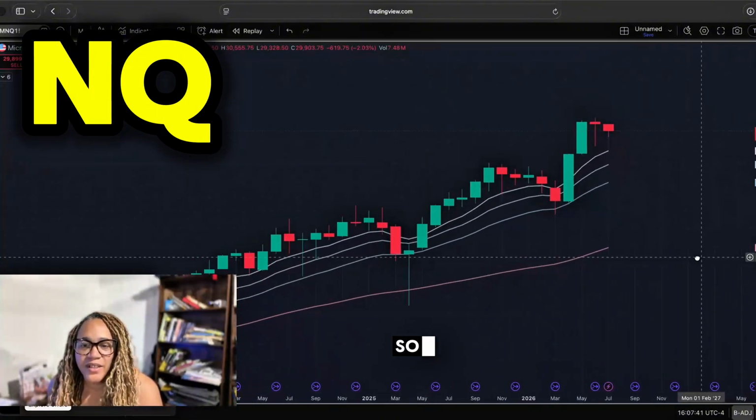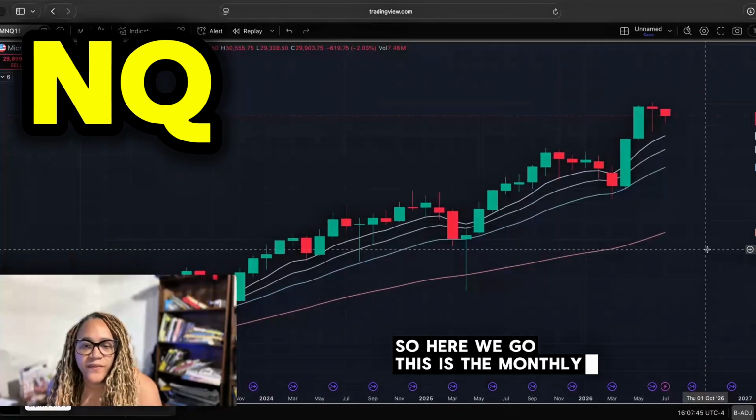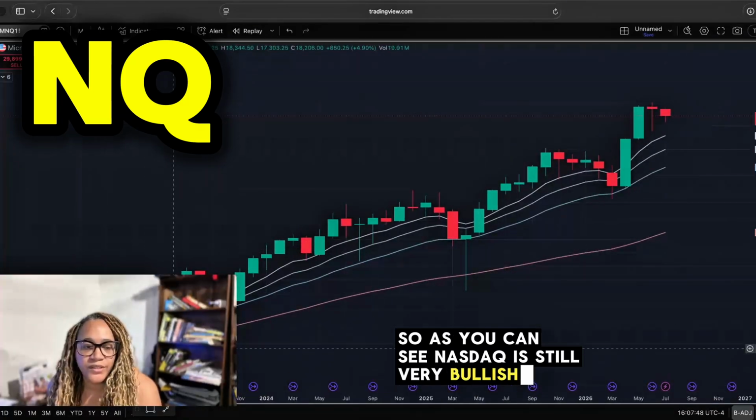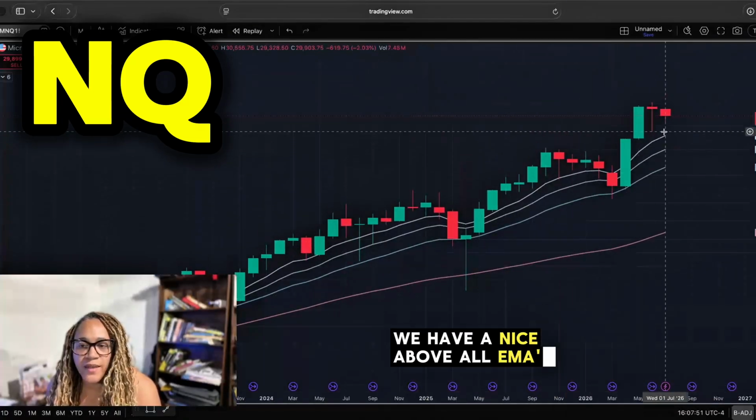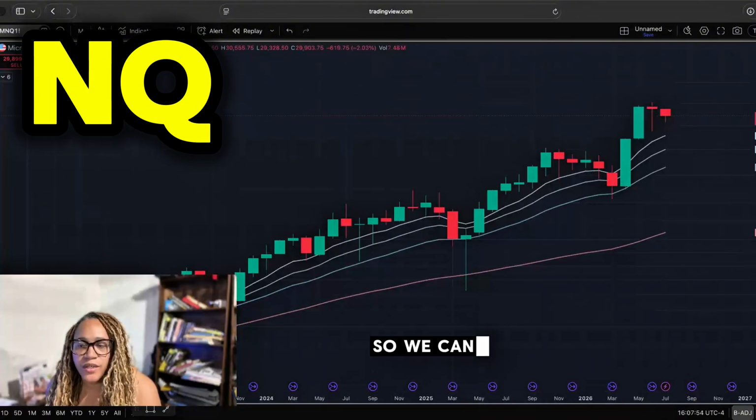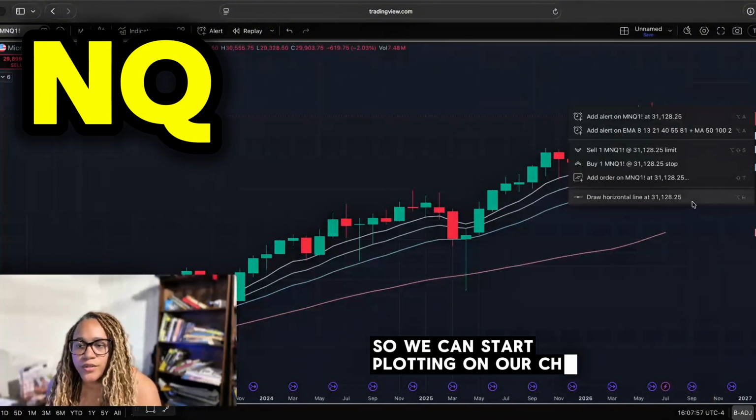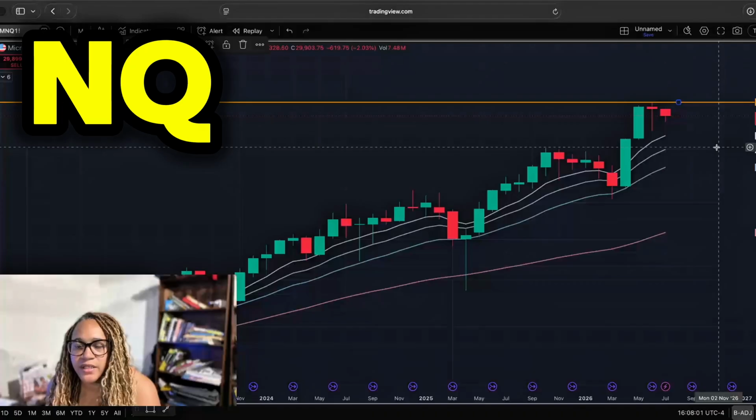All right, everybody, so here we go. This is the monthly. As you can see, NASDAQ is still very bullish. We have a nice position above all EMAs on the monthly chart, so we can start plotting on our charts for major support and resistance areas. We can do right here.